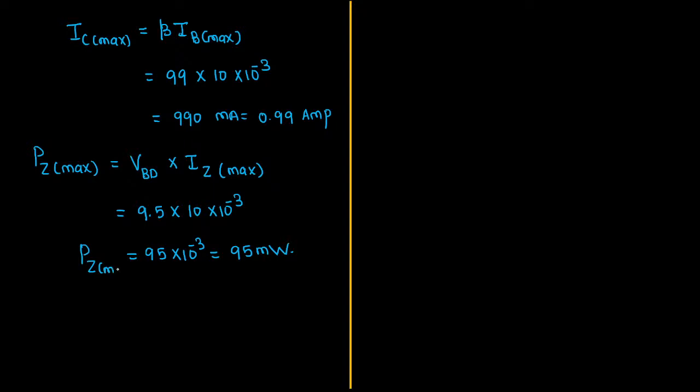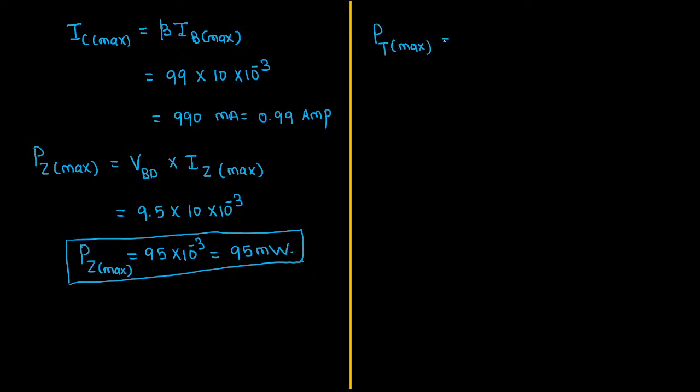One question is over. Now what is the other question? We have to identify the maximum power dissipated in the transistor. You know the formula. For the transistor, it can be written as the collector to emitter voltage into the maximum collector current, which we found as well. The collector to emitter voltage is 10, whereas the maximum collector current we found is 0.99 ampere. So this will become 9.9 watts, the maximum transistor power. So we found both.